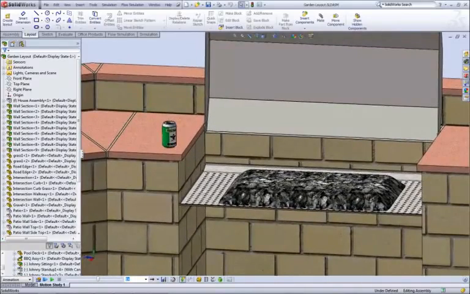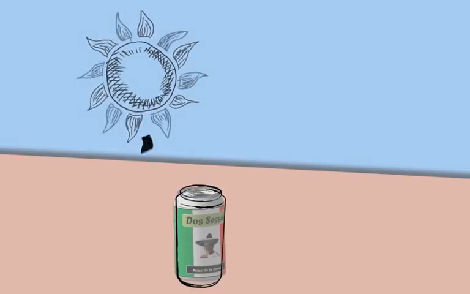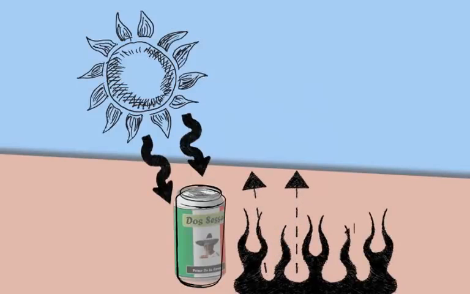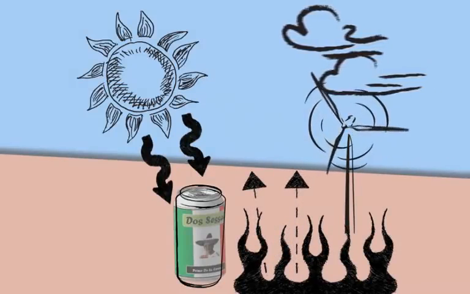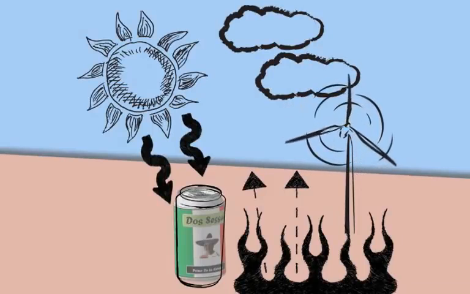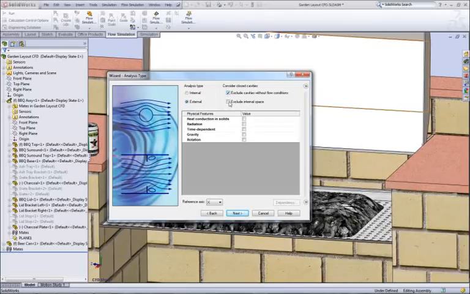A great way to understand a problem is to draw its free body diagram. The temperature of the can is affected by direct sunlight, the heat from the grill, and the breeze passing over the grill and onto the can. And we also have to consider the materials of the beer can, the grill, and the starting temperature of the beer. Using SOLIDWORKS to solve our problem is very straightforward.